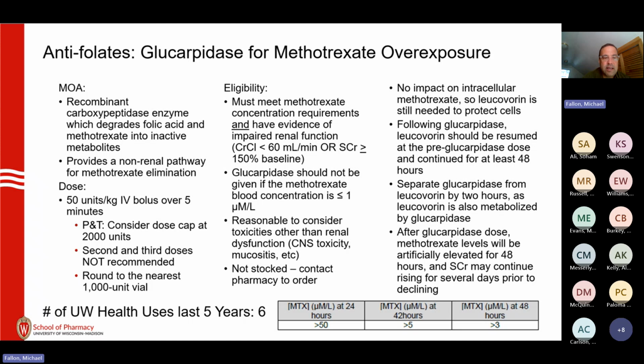We do stock 2 vials of this in-house, which is really nice. We generally dose cap it, and then it's difficult to retreat this disorder. So it's important to get it right the first time.